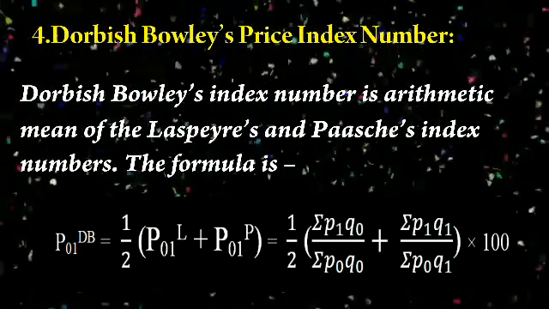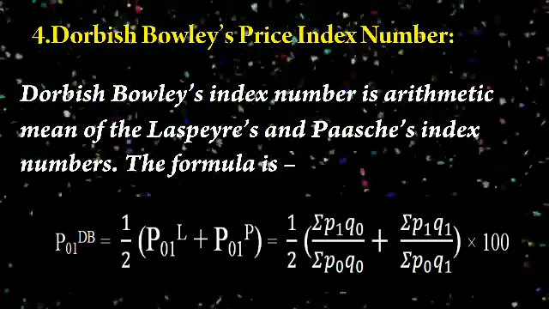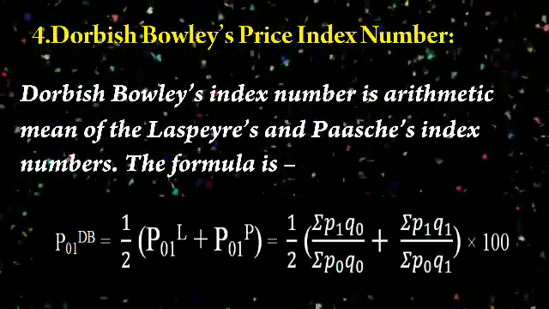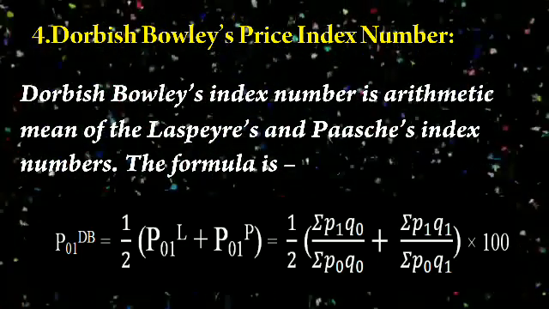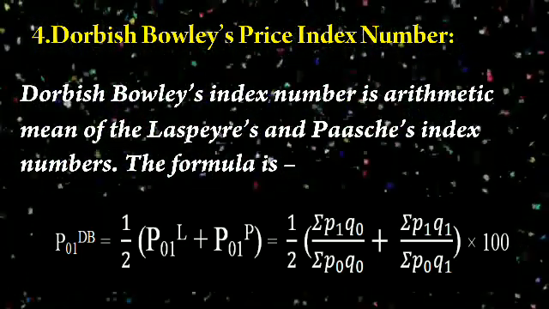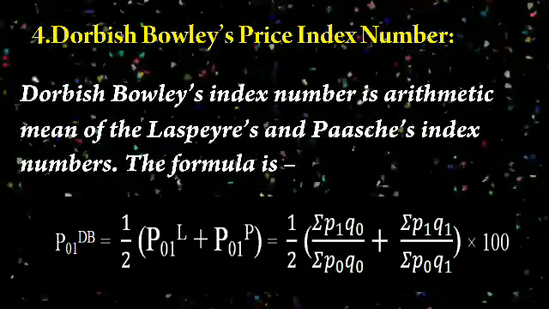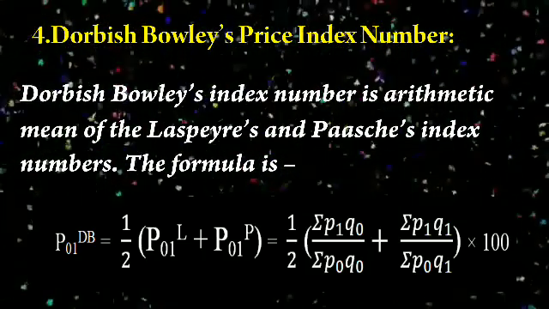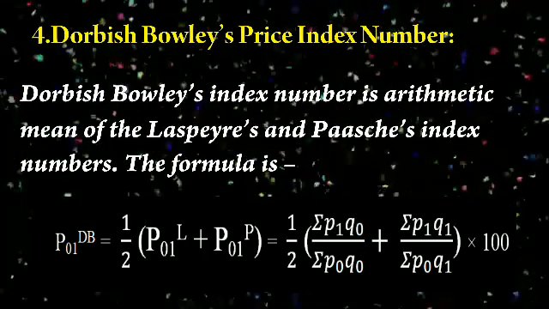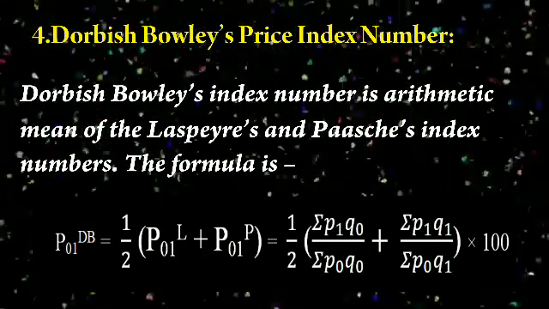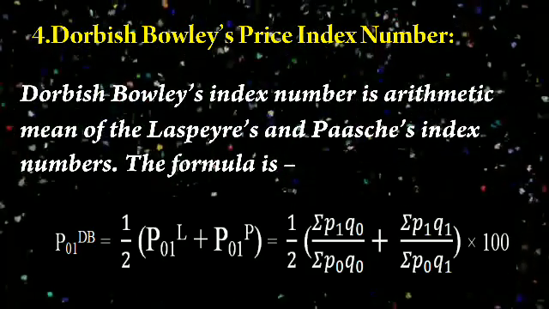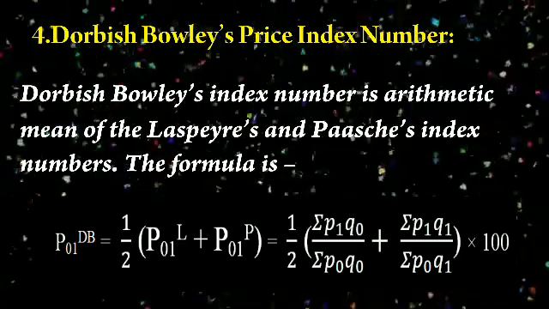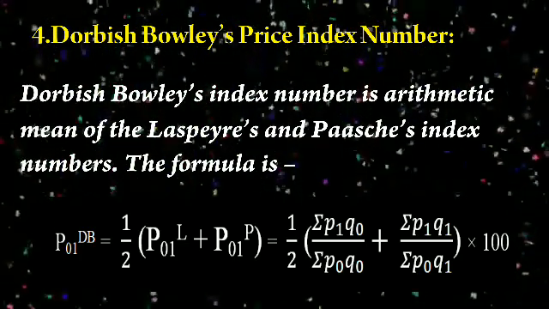In place of P01 of L, substitute the Laspeyres formula, sigma P1 Q0 divided by sigma P0 Q0 plus the Paasche formula, sigma P1 Q1 by sigma P0 Q1, and multiply the formula by 100. Now the difference between the first and the second formula is, the first formula is not multiplied by 100. If you look at the formula, first formula is not multiplied but the second version is multiplied by 100. Why is it so? In the first version, you consider P01 of L and P01 of P. So while finding Laspeyres, the formula is already multiplied by 100. While finding Paasche, the formula is already multiplied by 100.